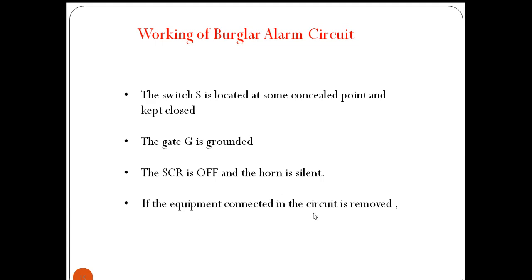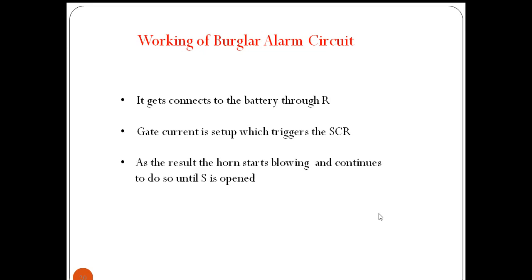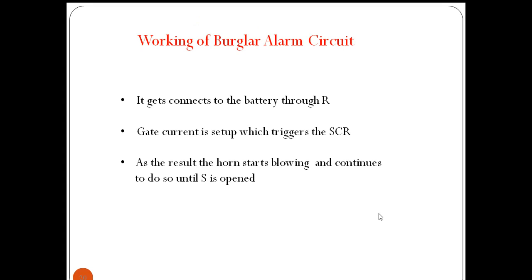If the equipment connected in the circuit is removed, the gate is no longer grounded. It gets connected through the car battery through a resistance R. Gate current is set up, which triggers the SCR. As a result, the horn starts blowing and continues to do so until the switch is opened. So this is how the burglar alarm circuit operates.